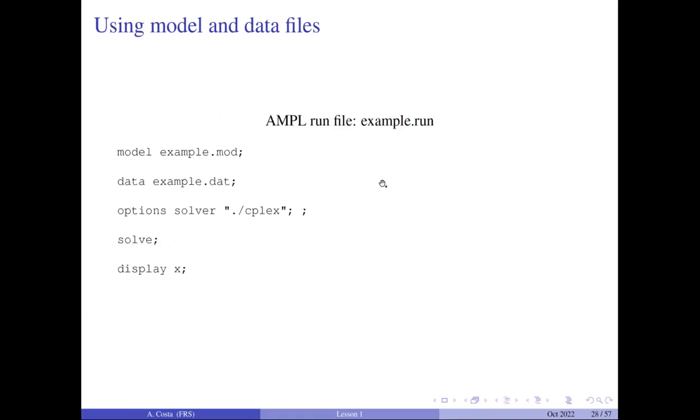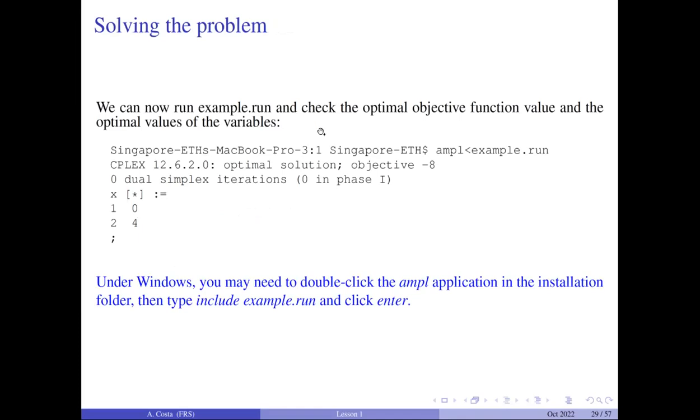A run file in this case is model, name of the model. Imagine we call it example.mod. Data is example.dat. .mod and .dat are just for reference, but you can use anything. Actually, it can be even txt. It should work. Option solver simplex. We are telling the solver that we want to use simplex, solve, and then display X. This is the kind of output you will get.